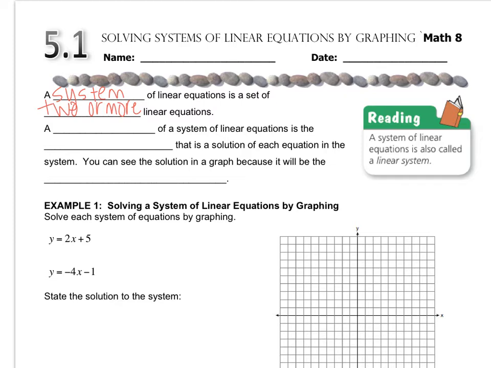Back in chapter 1, we had just regular equations with one variable, so the answer to the variable was the solution. But now if you think about what our equations look like in this chapter, they look like over here, where there's both an x and a y. So there's two variables, which means that our solution is not just the value of the variable, it's the ordered pair that is a solution to each equation in the system. When you're graphing, which is the technique we're going to look at today, you can see the solution because it will be where the lines intersect. So we call that the point of intersection.